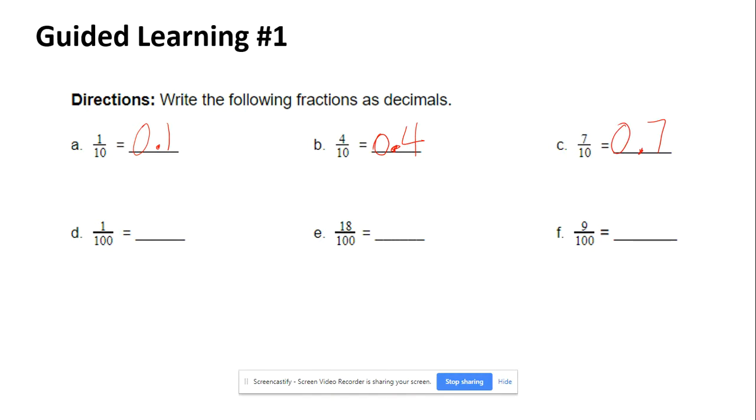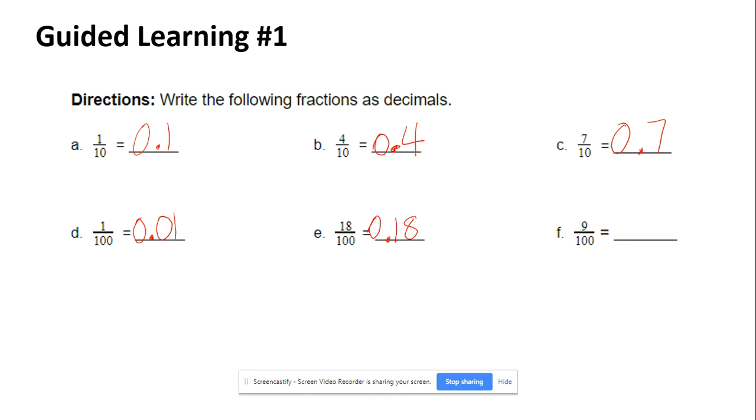1/100. Okay, a little bit harder. So here we have a 1 in the hundredths place. There are 0 tenths, and the decimal goes to the left of the tenths place, 0 ones. Here, 18/100. We see the 8 is in the hundredths place, the 1 is in the tenths place, the decimal always goes to the left of the tenths place, and there are 0 ones. Whew.